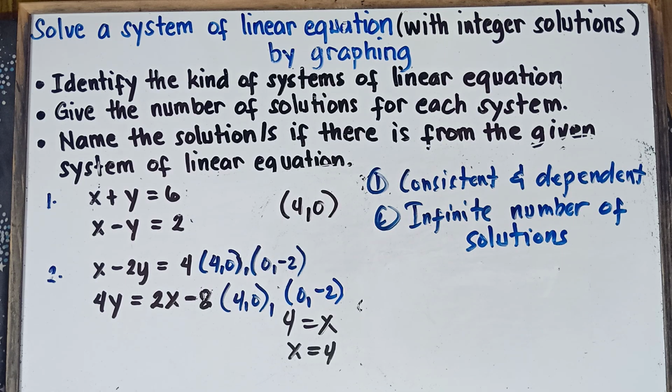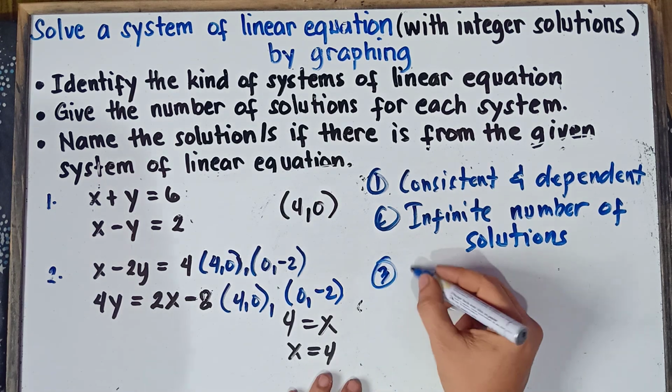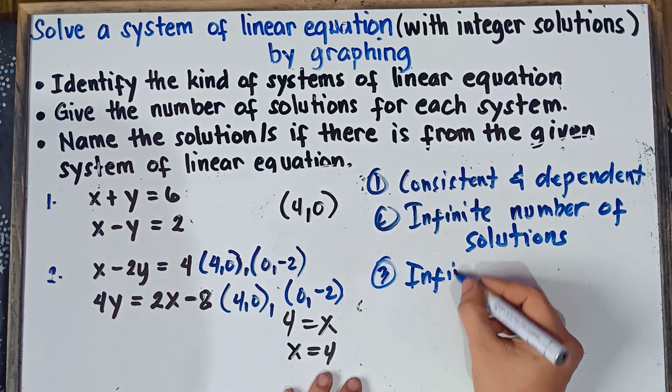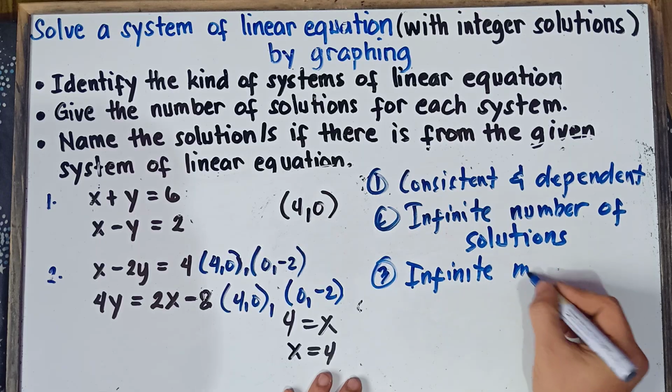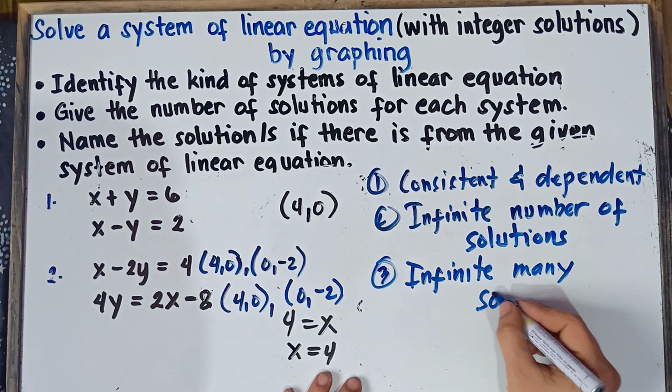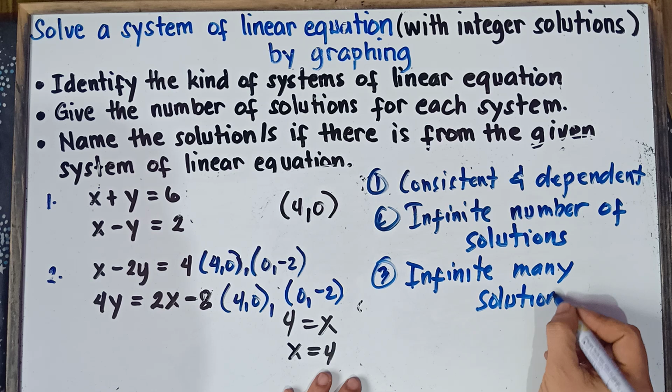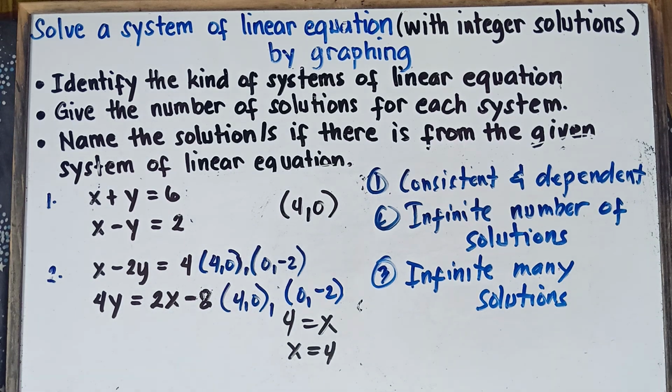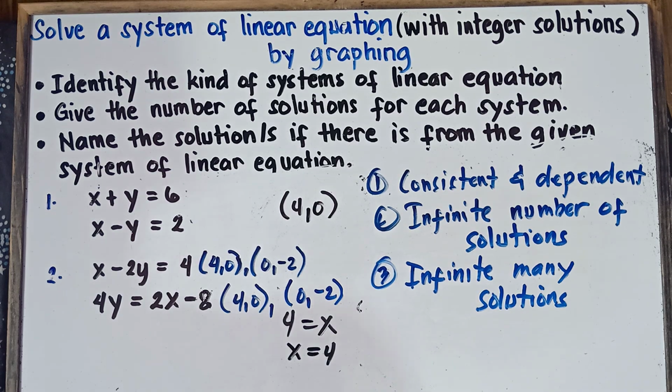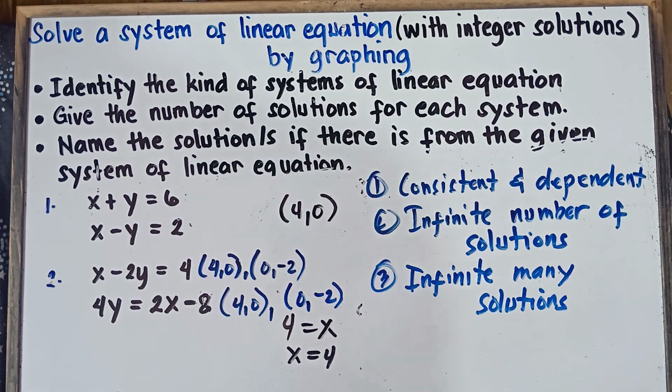Alright, and then number 3, name the solutions if there is from the given system of linear equations. So our answer, class, we have infinitely many solutions. That's the answer, class, with regards to question number 3, infinitely many solutions. That's it, class. All set. That's the answer, class, with regards to example number 2.